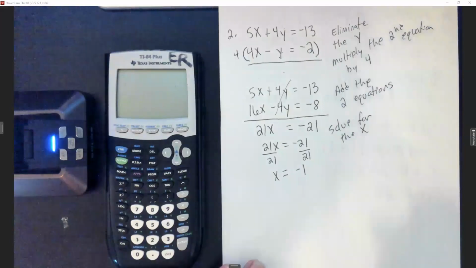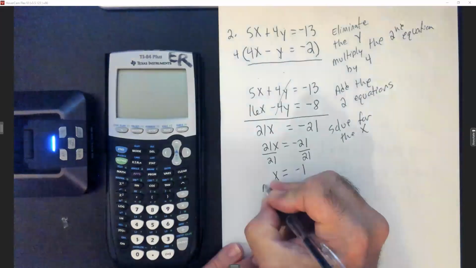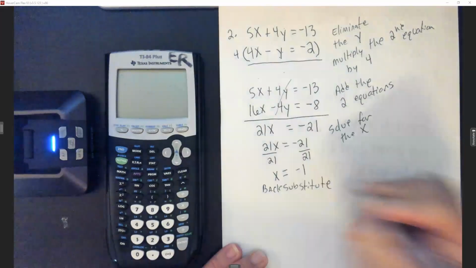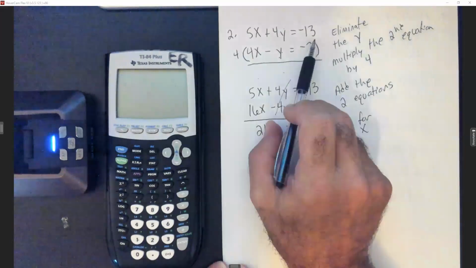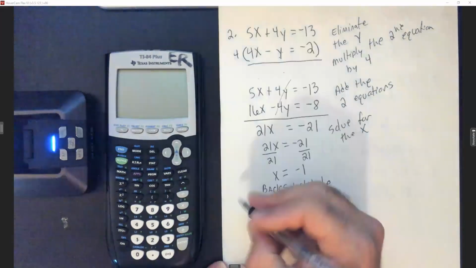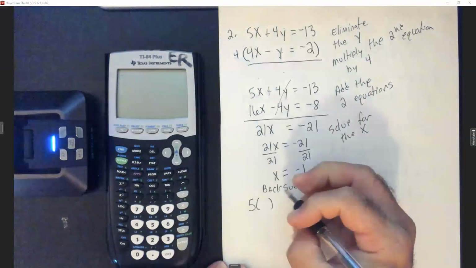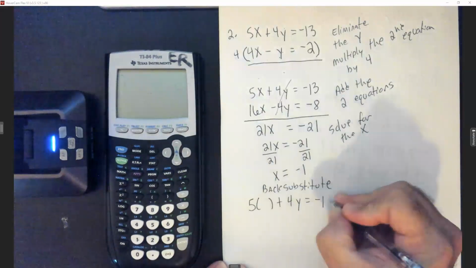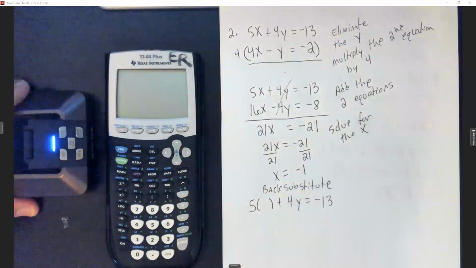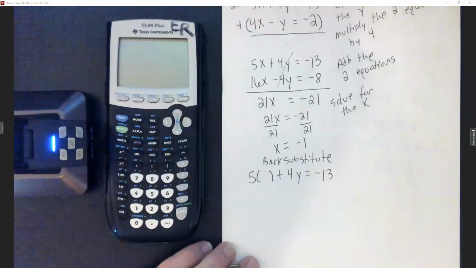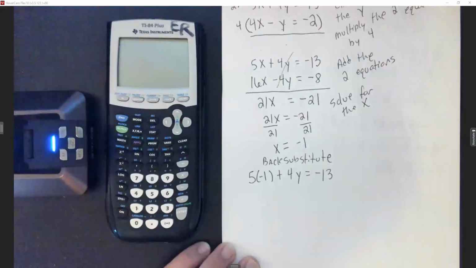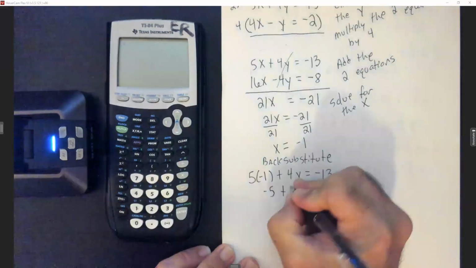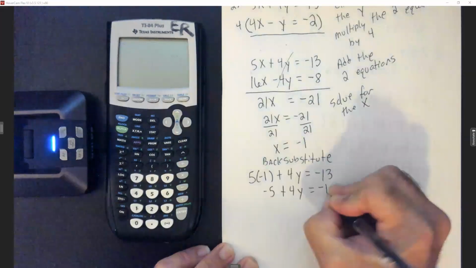So now you're going to back substitute. We know x equals negative 1, so I'm just going to pick that first equation. I got 5 times my x plus 4 times my y is going to equal a negative 13. Right, and we said the x was what? Negative 1. So the first thing we'll do is figure out what that equaled. 5 times negative 1 is negative 5 plus 4y is going to equal a negative 13.